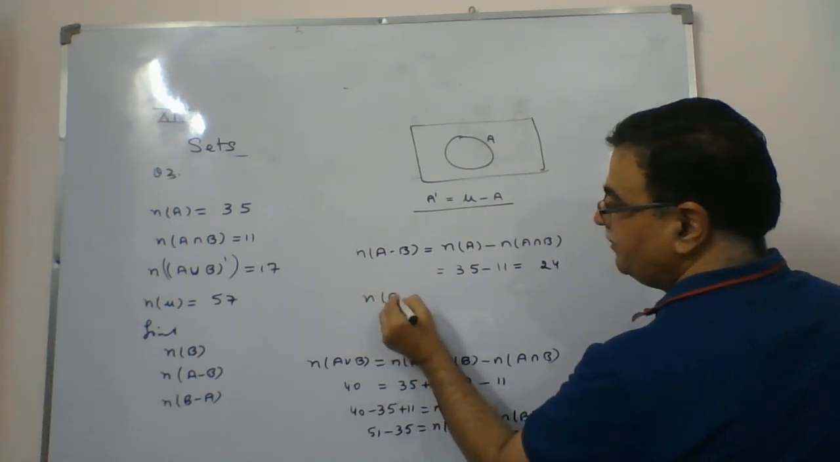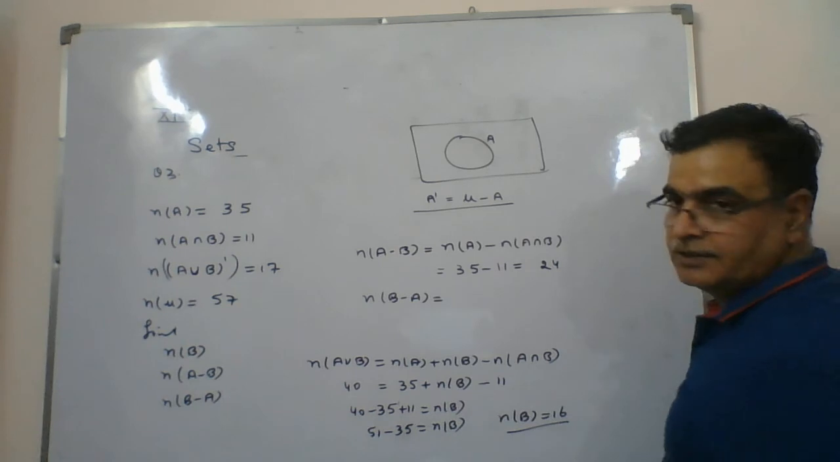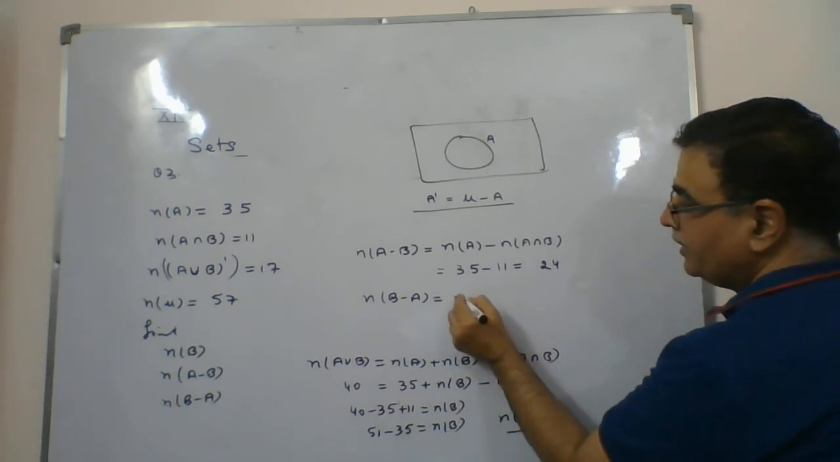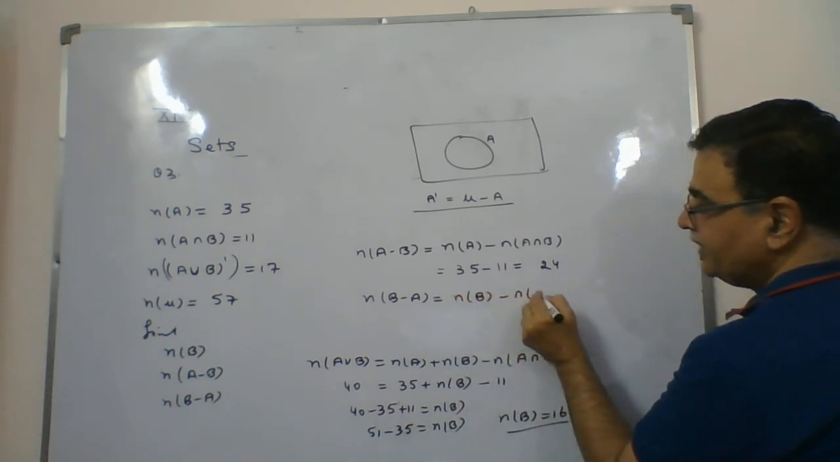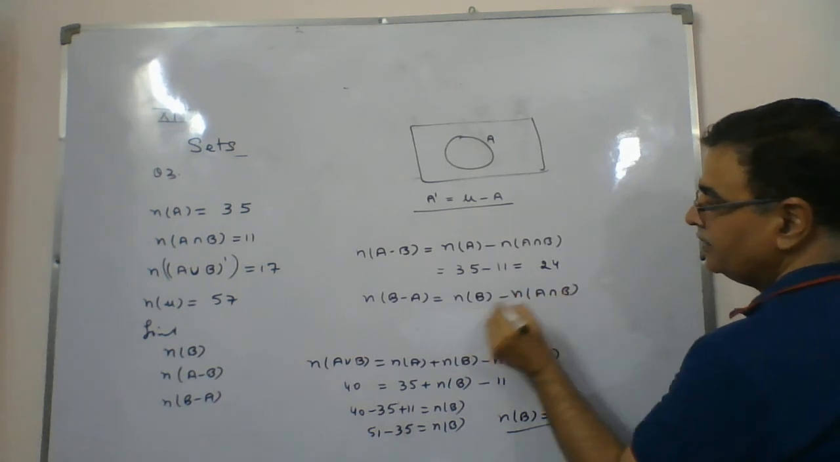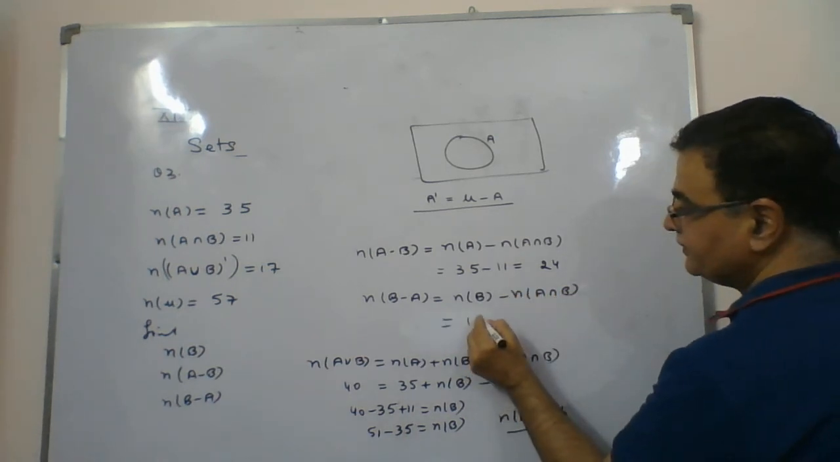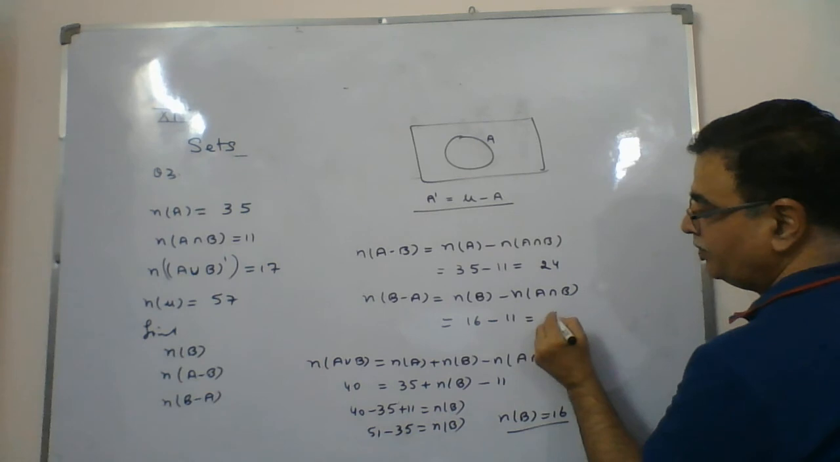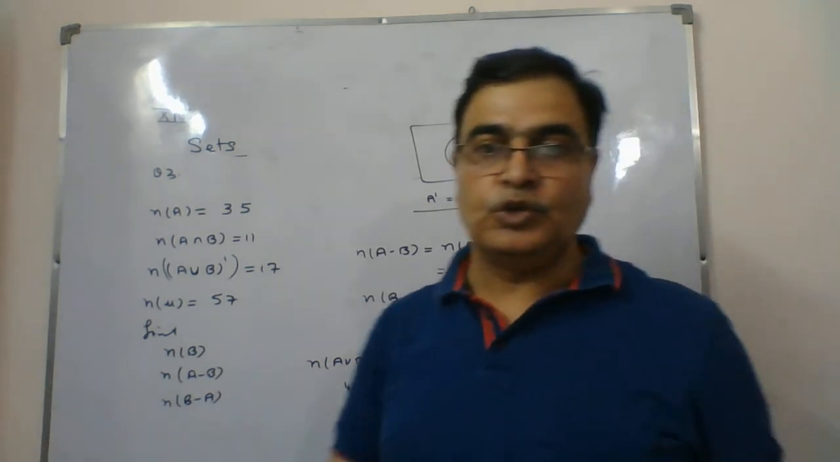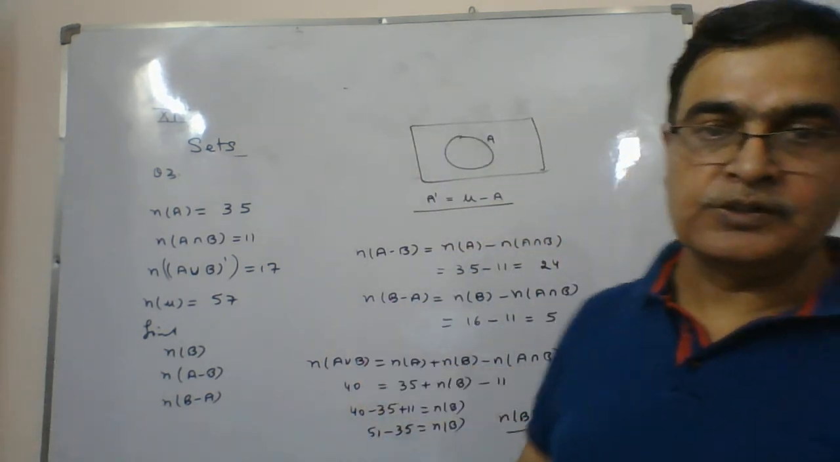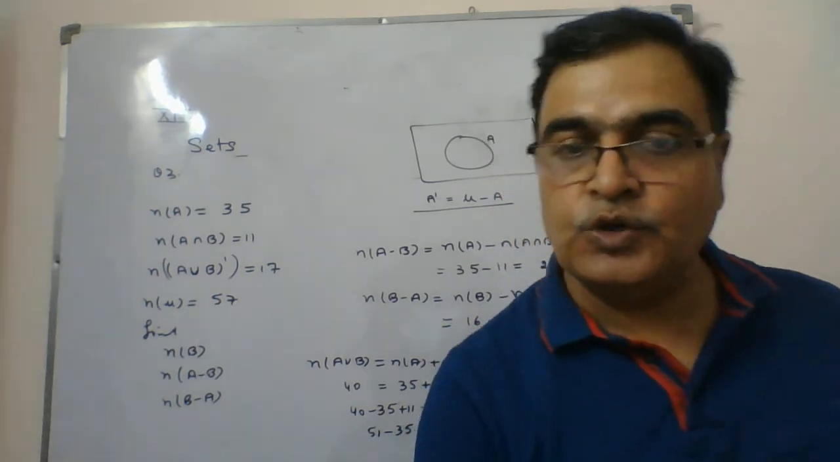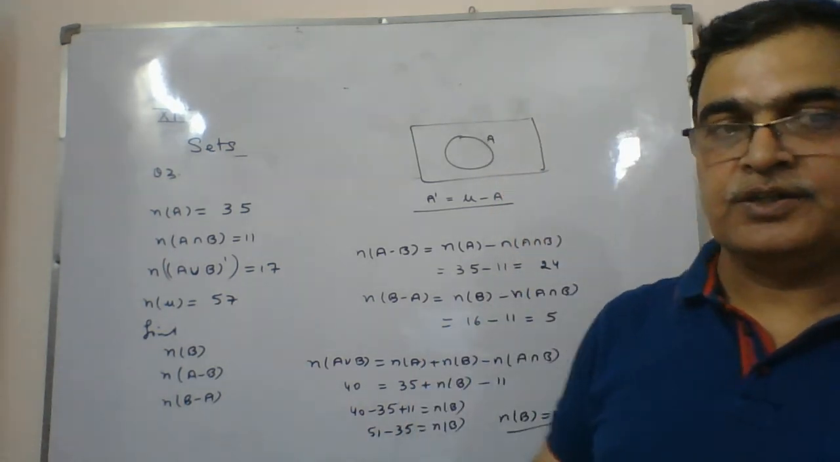Same way they ask n(B minus A), you calculate. What will this come out to be? n(B) minus n(A intersection B). n(B) is clearly 16 minus 11, that comes out to be 5. So this way you will be having this question also. In the next video, I'll be taking more questions on it. Okay, thank you.